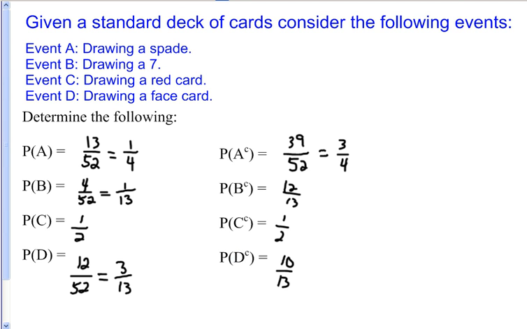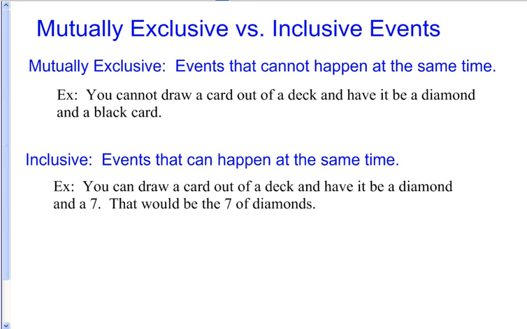Alright, let's look at the next idea. The next idea is mutually exclusive versus inclusive events, and this is tied into the previous thing that we had just talked about. So exclusive events are events that cannot happen at the same time. The example I gave is you cannot draw a card out of a deck and have it be a diamond and a black card. Diamonds are red cards, and so it can't be a diamond and a black card at the same time. So inclusive events are things that can happen at the same time. You can draw a card out of a deck and have it be a diamond and a 7. That would be the 7 of diamonds. So those do overlap. Diamonds and 7s do overlap.